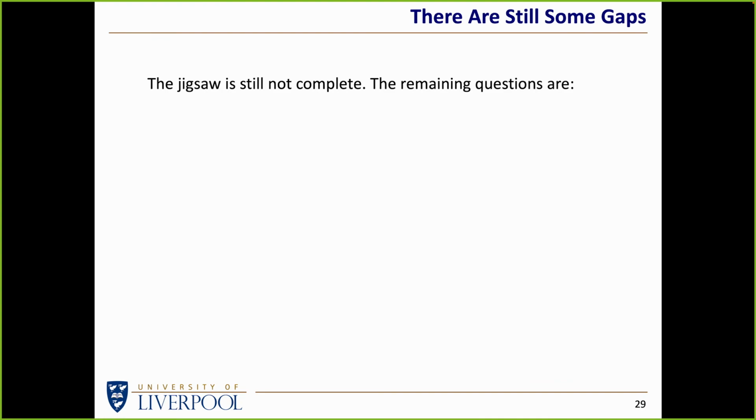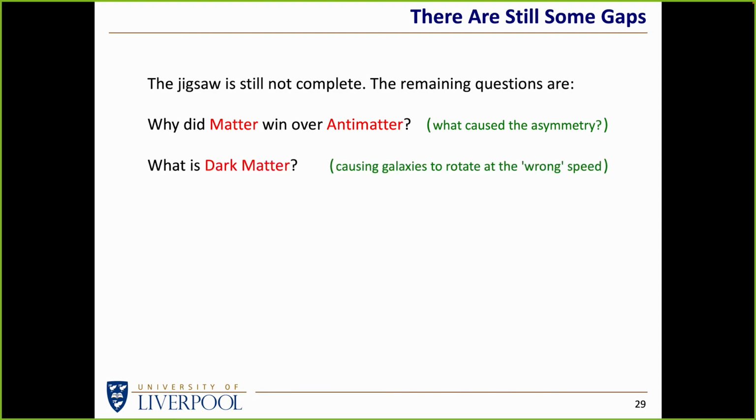But of course, the jigsaw is not complete. There are some rather fundamental questions that still remain. Why did matter win over antimatter? In other words, what caused the asymmetry in the first place? We know that asymmetry must have been there because we live in a universe which appears to be full of matter, and there's very little antimatter knocking around anymore. There is a little bit out there, but there's not that much. We can do experiments in the Large Hadron Collider and we can measure the asymmetry, but we can't understand the origin. Where did it come from in the first place?